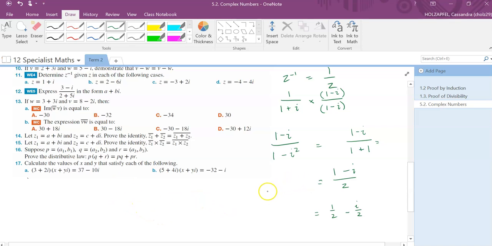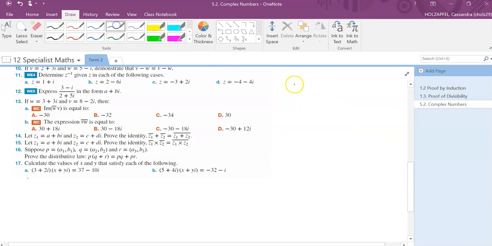So I'm going to clear this again, and we're going to have a look at question B. Okay, so let's have a look at this question B now. I've lost it. There it is. So z is equal to 2 minus 6i. And again, we're just trying to find the inverse of that. So that's going to be 1 over z. So 1 over (2 minus 6i).